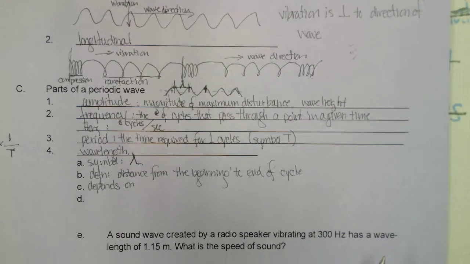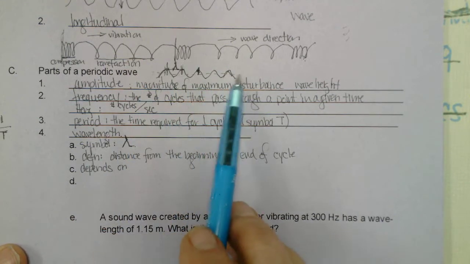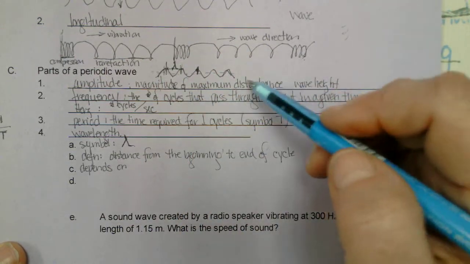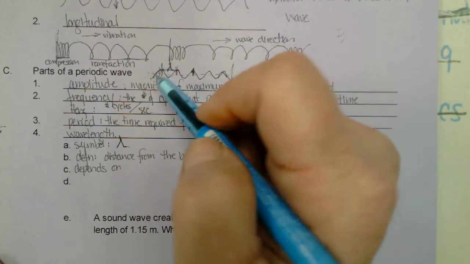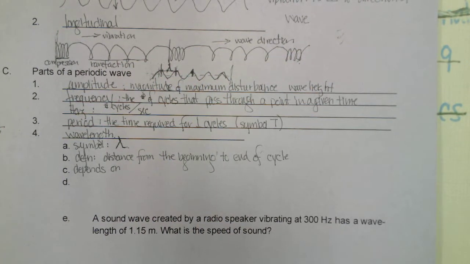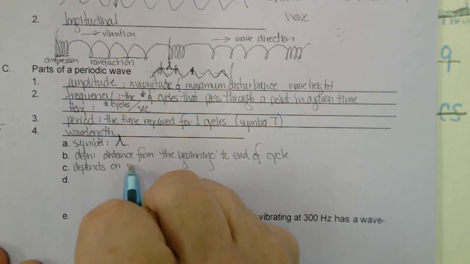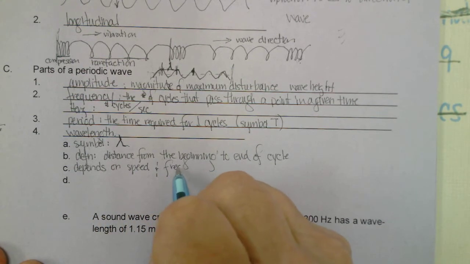And I will tell you, every year I have students who tell me that the definition of wavelength is the length of the wave. That is not true, because this wave is a periodic wave, and it's going to go on and on and on. The distance of this wave is, if this is all the wave is, that would be the distance of the wave. The wavelength is just the distance of the cycle itself. It depends on the speed of the wave and the frequency of the wave.